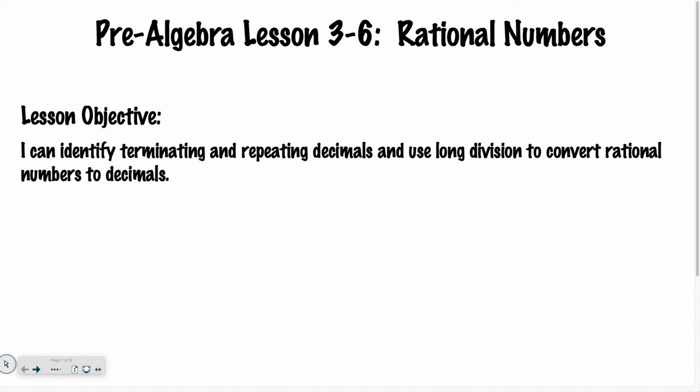Hello class, welcome to Pre-Algebra Lesson 3.6, which is all about rational numbers. By the end of this lesson, you should be able to identify terminating and repeating decimals and use long division to convert rational numbers to decimals.